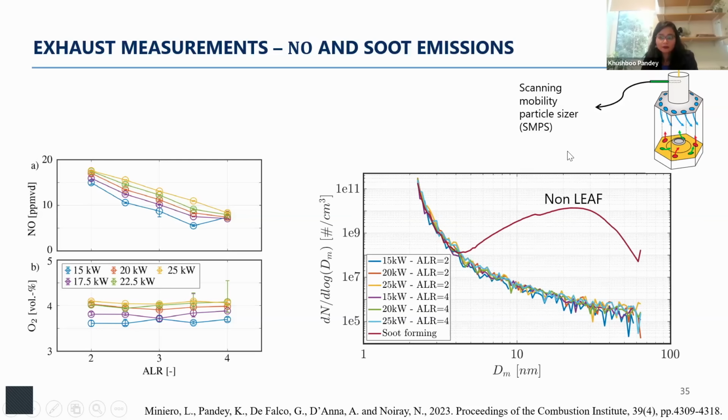So this is an operating condition where there is soot formation, and all of these conditions are without soot formation, which suggests that the leaf with hydrogen-assisted combustion still produces ultra-low NOx and soot-free combustion.